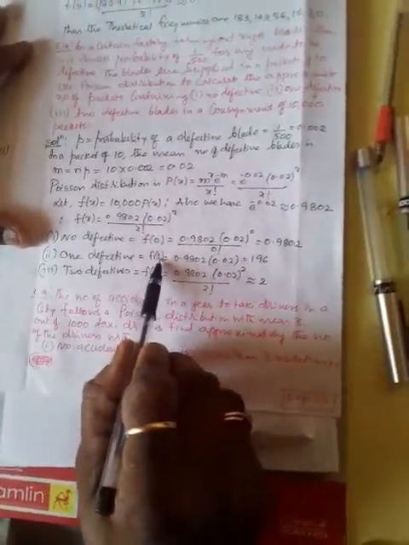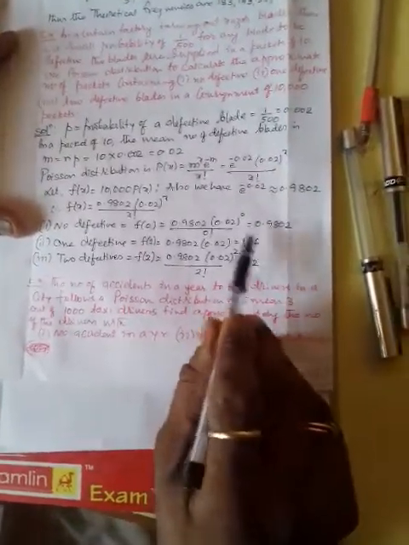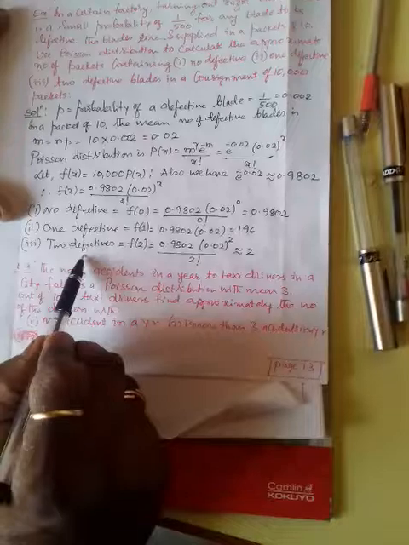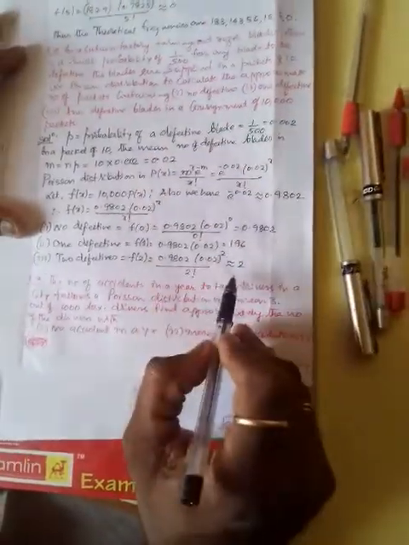Next condition is one defective. One defective means what? F of 1. It will be almost 196. The corrected value. Almost means what? Corrected value. Next, two defectives, that is f of 2. Okay, all the three conditions are given.